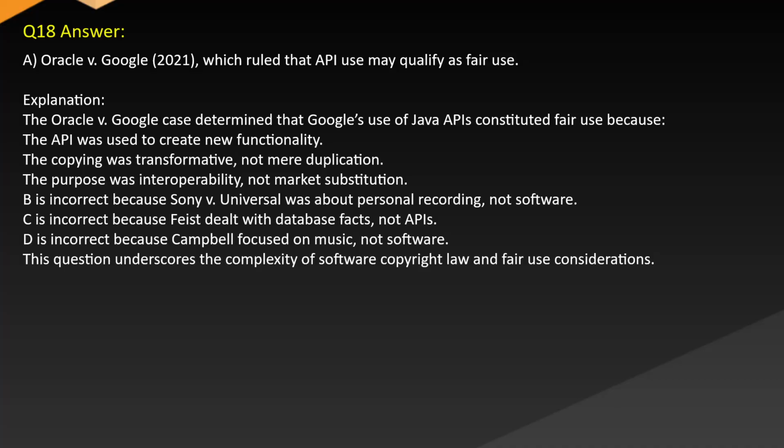Explanation: the Oracle v. Google case determined that Google's use of Java constituted fair use because the API was used to create new functionality. The copying was transformative, not mere duplication. The purpose was interoperability, not market substitution. B is incorrect because Sony v. Universal was a personal recording, not software. C is incorrect because Feist dealt with database facts, not APIs. D is incorrect because Campbell focused on music, not software. This question underscores the complexity of software copyright law and fair use considerations.